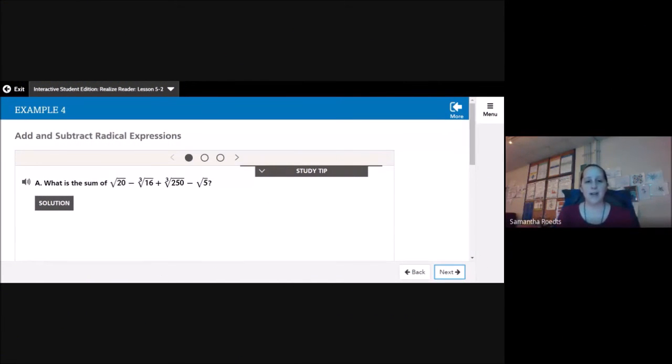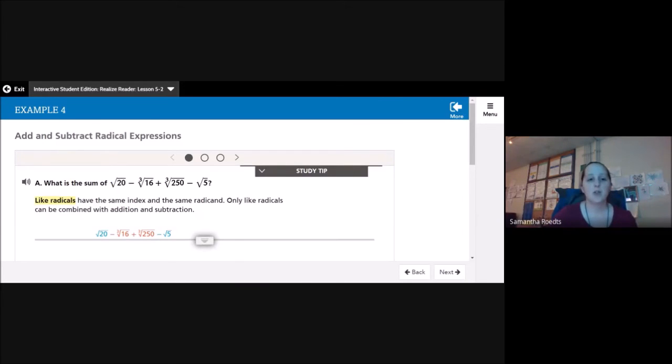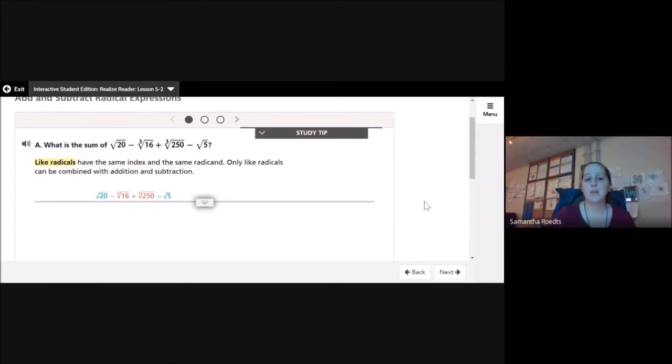All right, example 4, add and subtract radical expressions. What is the sum of the square root of 20 minus the cube root of 16 plus the cube root of 250 minus the square root of 5? Like radicals have the same index and the same radicand. Only like radicals can be combined with addition and subtraction.